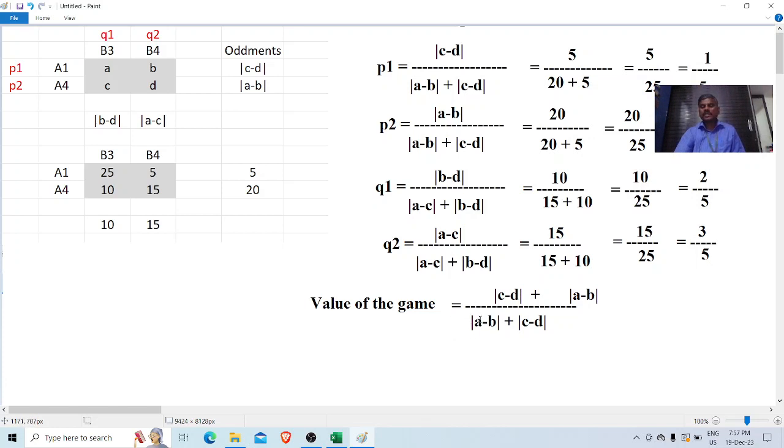Now look at the first value. Here it is A, here it is C. So we will multiply this modulus C minus D with A, then this modulus A minus B with C. See the first element, it is C. We will multiply with C the modulus of A minus B. This is the formula.